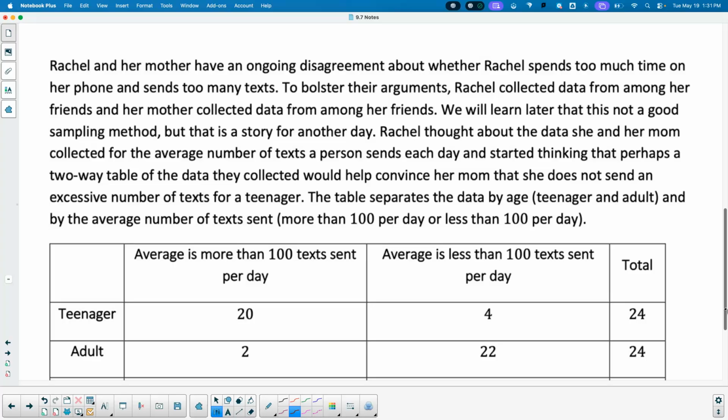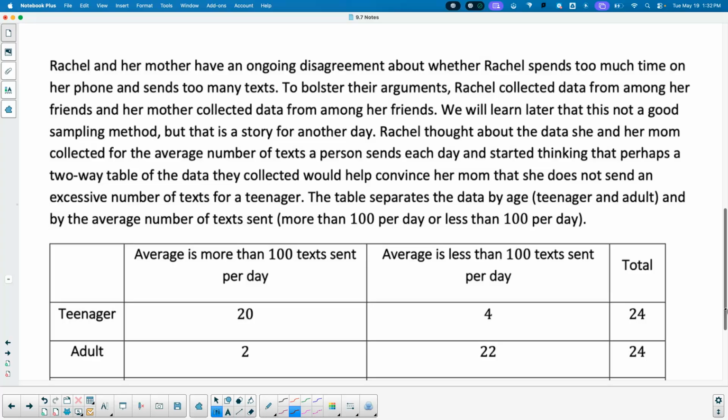Rachel and her mother have an ongoing disagreement about whether Rachel spends too much time on her phone and sends too many texts. For arguments, Rachel collected data from among her friends, and her mother collected data from among her friends. We'll learn later that this is not a good sampling method, but that is a story for another day. Rachel thought about the data she and her mom collected, the average number of texts a person sends each day, and started thinking perhaps a two-way table of data collected would help convince her mom that she does not send an excessive number of texts for a teenager. The table separates the data by age, teenager and adult, and by the average number of texts, more than 100 texts sent per day.